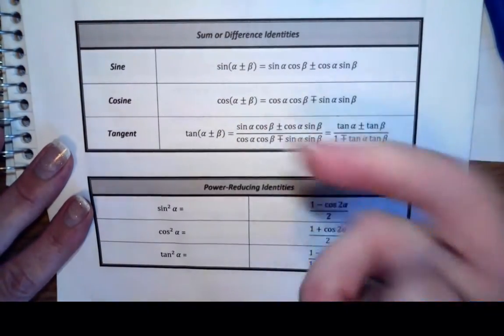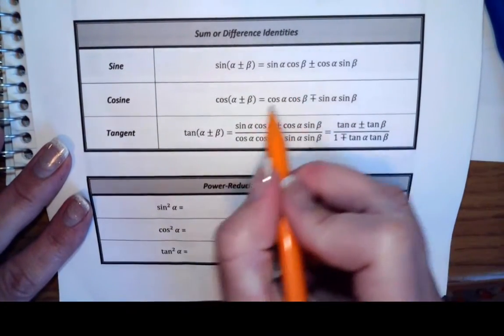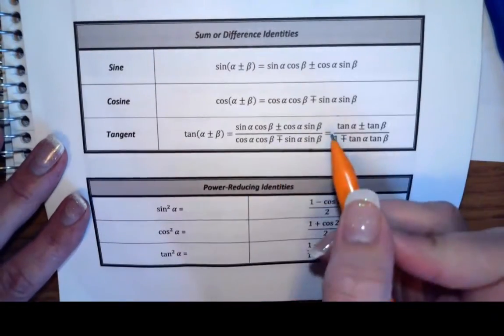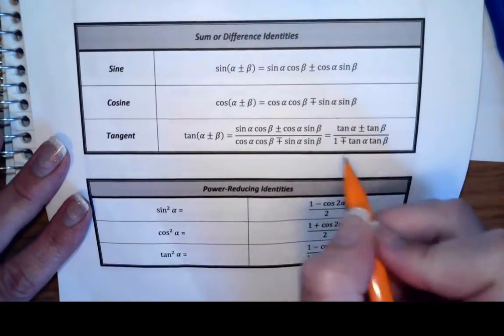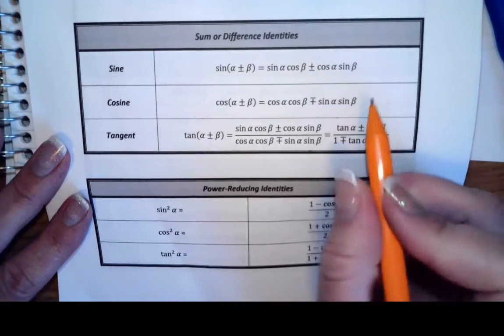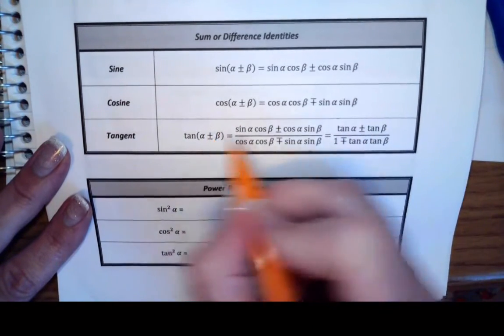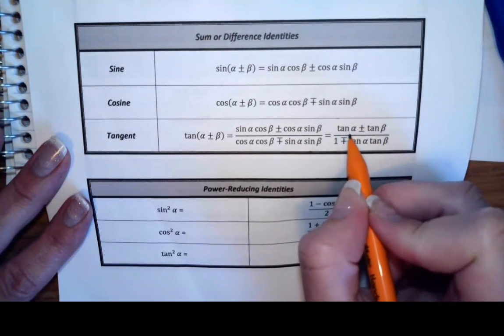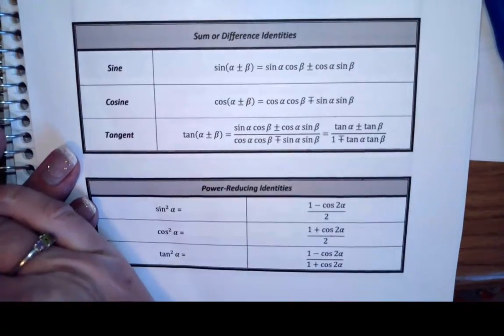And then tangent is the ratio of sine to cosine. So that's what this mess is. This is the sine of alpha plus beta, or the sine of alpha minus beta, over the cosine of alpha plus or minus beta. Or we can use tangents here. Okay, so notice this is not a typo. If I'm adding, that's what's on top. So I'll have tangent alpha plus tangent beta over 1 minus, because that's what's on top, tangent alpha tangent beta.